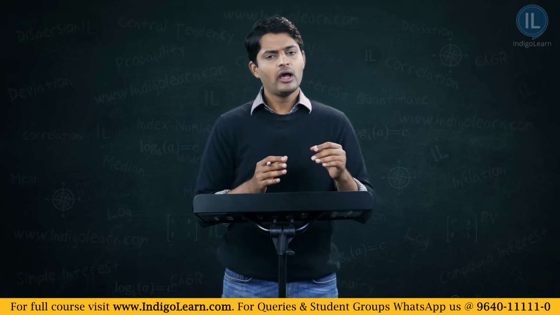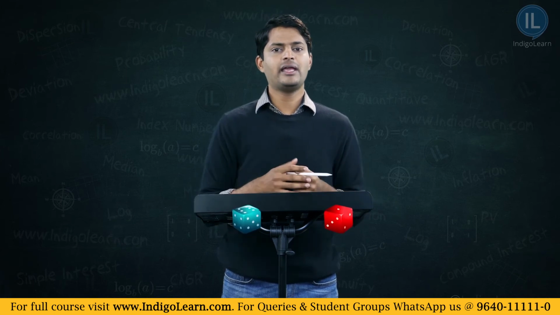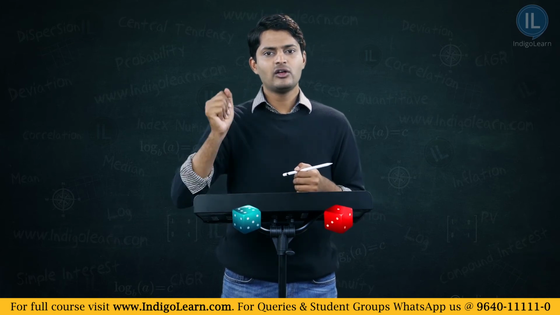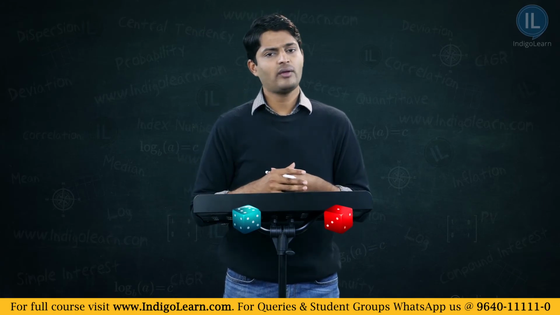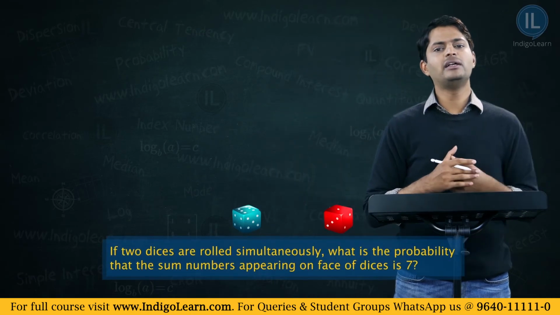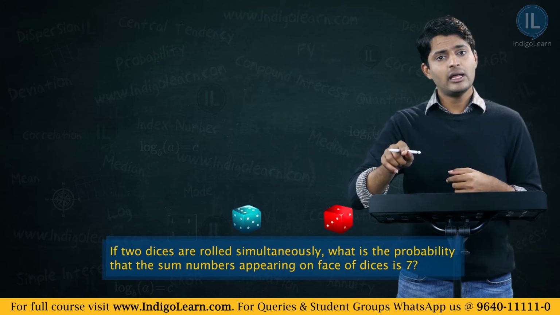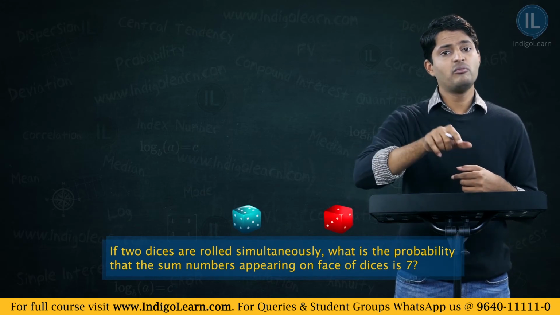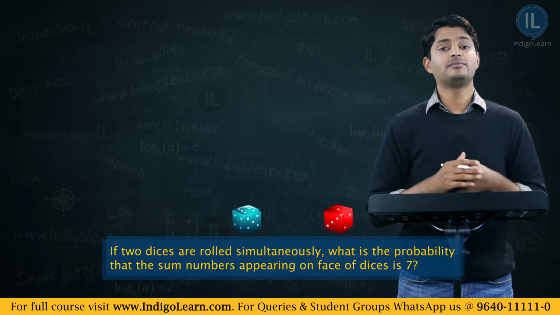Now I am rolling 2 dice. Let us say I am playing a game, so I have 2 dice. Now let us say I have rolled them to play a game, let us say snake and ladder. Now if I ask you what is the probability that the sum of the numbers shown on the faces of both these dice will add up to 7.